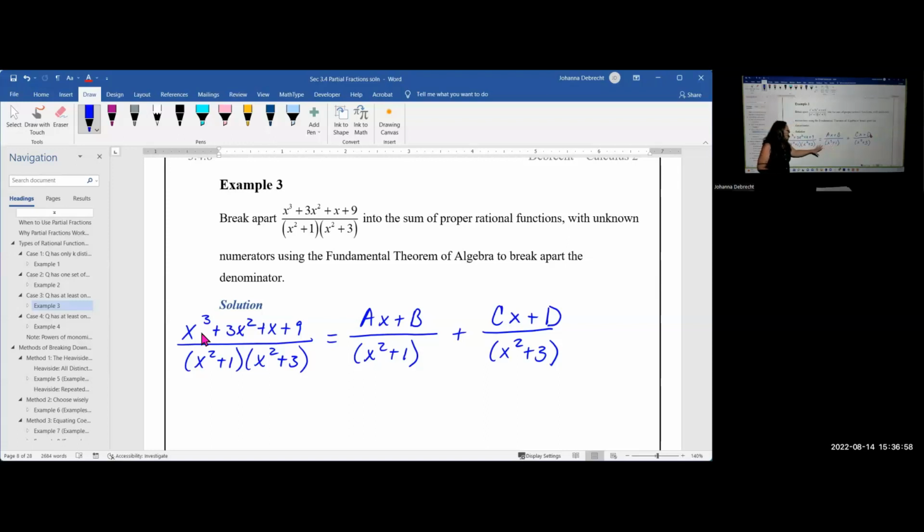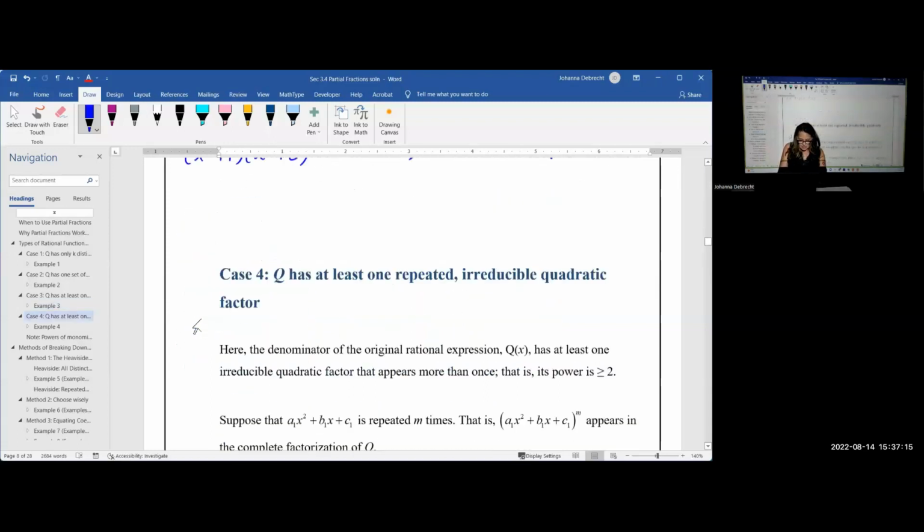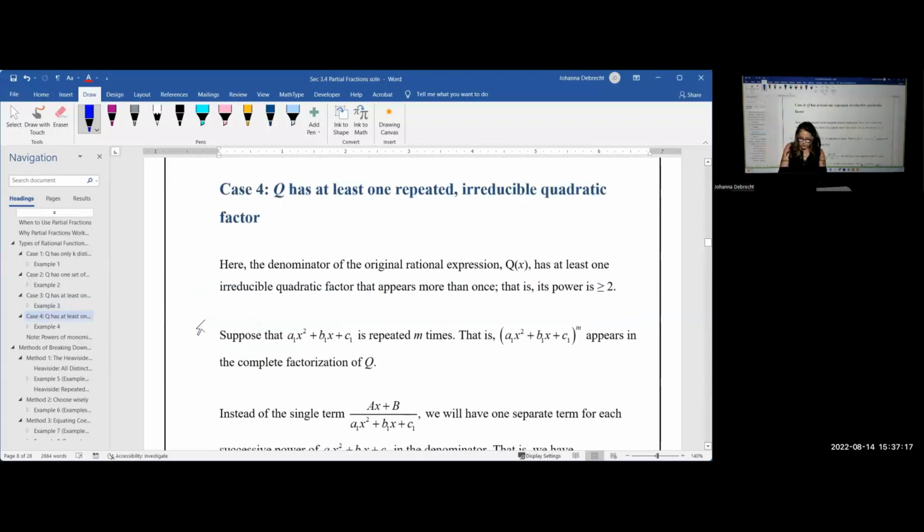And then instead of having to integrate this one on the left, I could split the integral into the two simpler fractions on the right, and I could integrate these using simpler techniques that we have already learned. Okay? Let's now take a look at case 4.